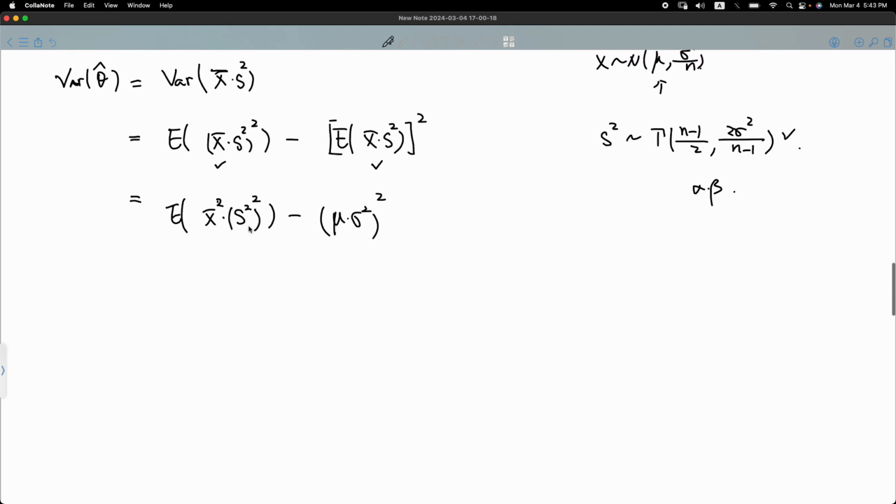Any thoughts or comments on the first term? So we reduce the variance to an expression involving expectation. So what else can we do here? Yep. We can write it as a product: the expectation of x bar squared times the expectation of s squared squared, minus mu squared sigma, I'll just write power 4. And what is the expectation of x bar squared? Any thoughts on this term here?